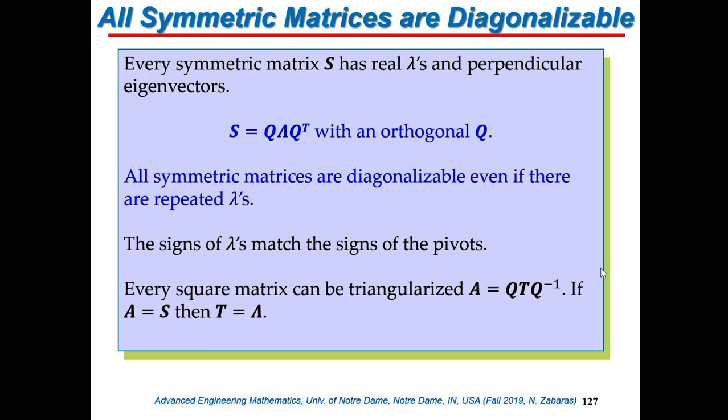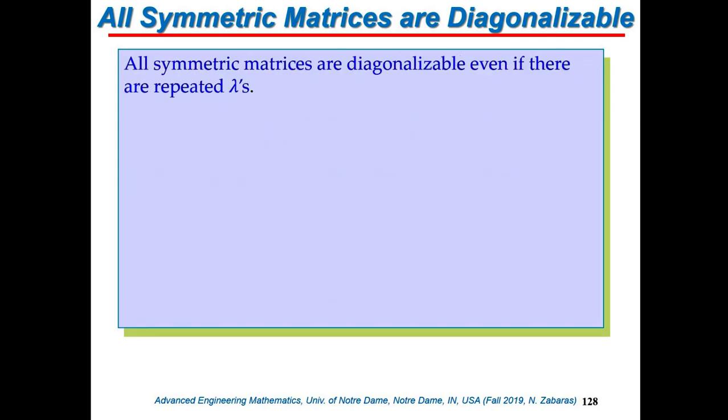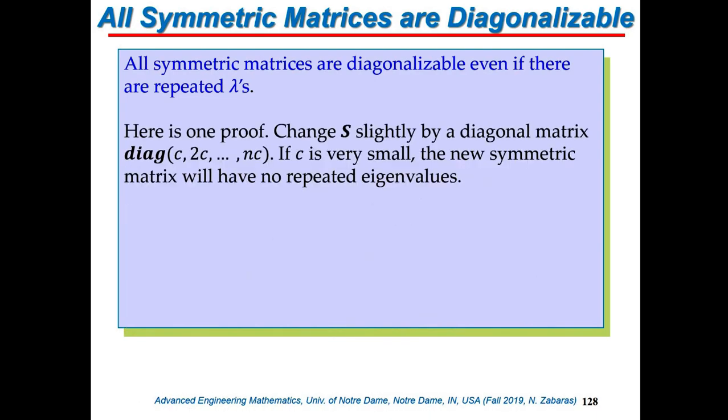And one of the proofs that the spectral theorem is applicable when we have repeated eigenvalues comes directly from this Schur theorem, because if the matrix A is symmetric, you can show in a trivial fashion that this matrix T is really a diagonal matrix. All right, so all symmetric matrices can be diagonalized, even if we have repeated eigenvalues.